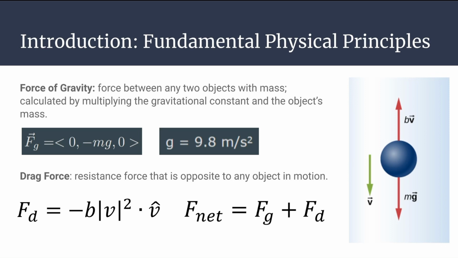Drag force, also known as the air resistance force, is the resistance force that is opposite to the direction of motion. In the example of the experiment, the drag force is acting against the downward motion of the falling object. This is represented by the equation F drag is equal to negative b times the magnitude of v squared times v hat. b represents the proportionality constant that depends on airflow and the object's properties like its shape and size. The magnitude of v is just the speed of the object, and v hat is the velocity direction. Knowing the force of gravity and the drag force, the two values can be added to find the net force.